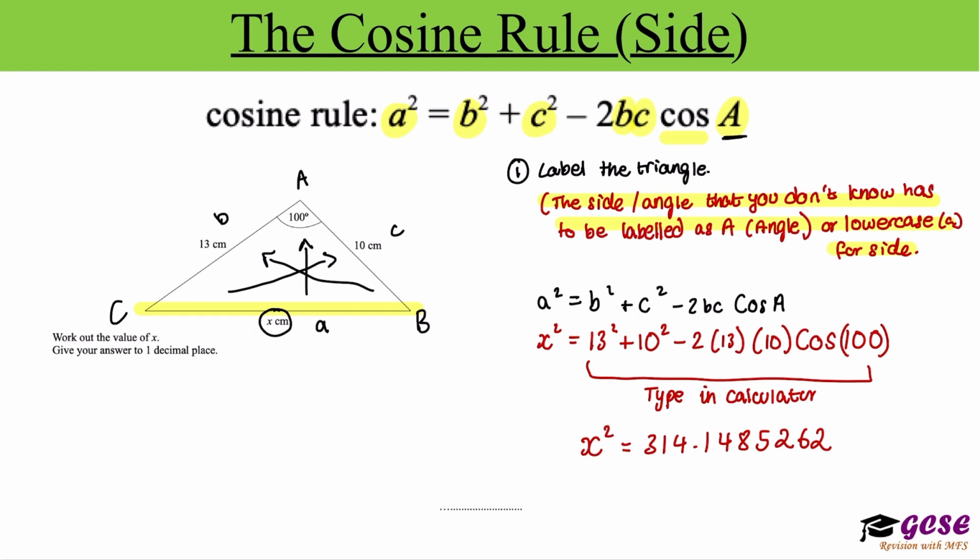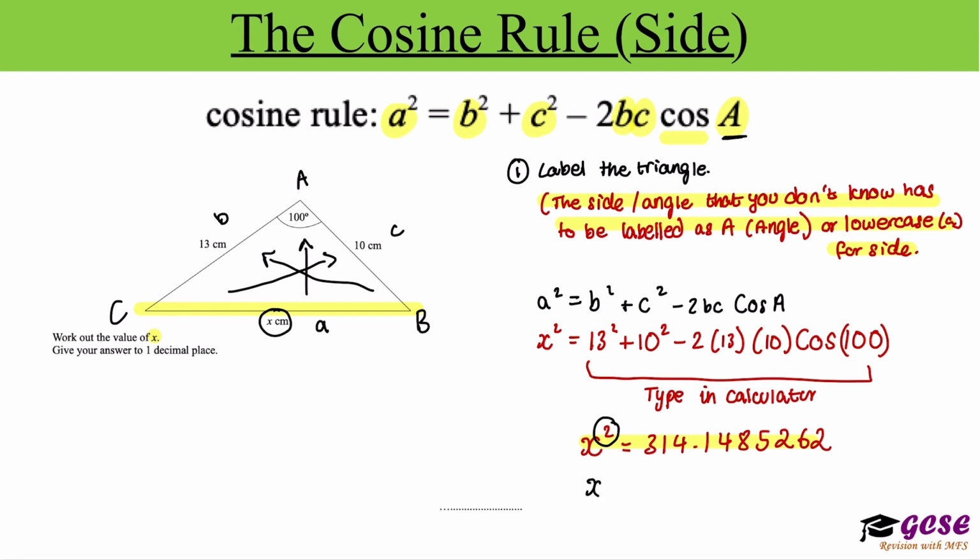So we're at this stage of working right now. As you can see, there's something different. We don't want x squared. The question asks us to work out the value of just x. So we want to get rid of this squared. In order to get rid of that squared, we have to do the opposite of it. The opposite of squaring something is to square root something.